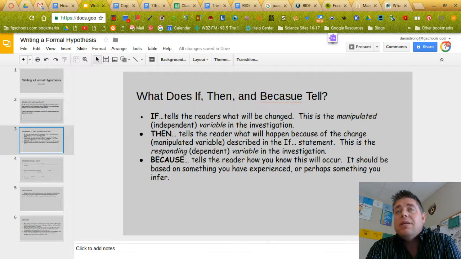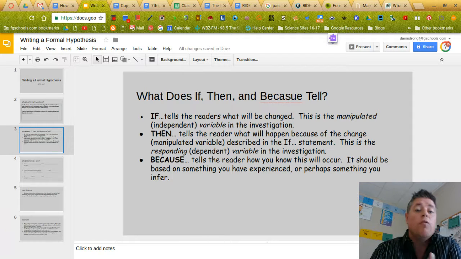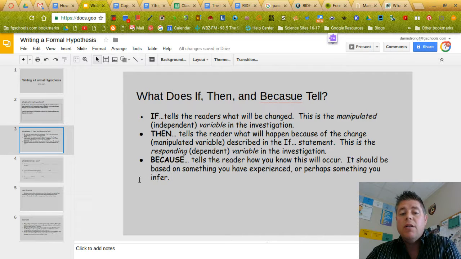And then because, you're going to tell how it's going to occur. This is going to be your scientific reasoning, whether it's background knowledge you already have or research that you've conducted. Again, you'll see a keyword here, to infer. We spend a lot of time on our ability to make an inference.